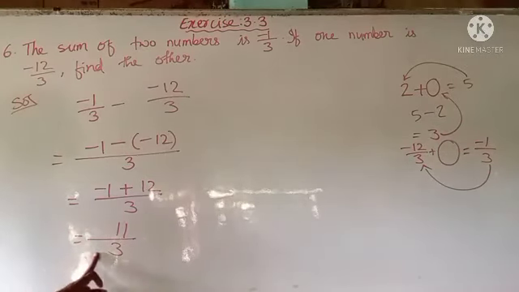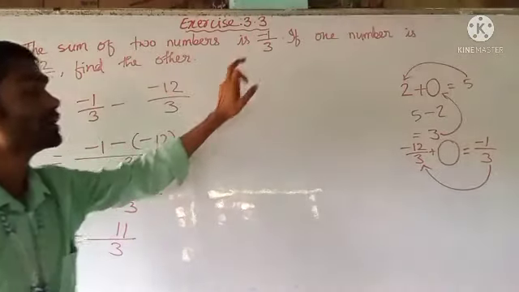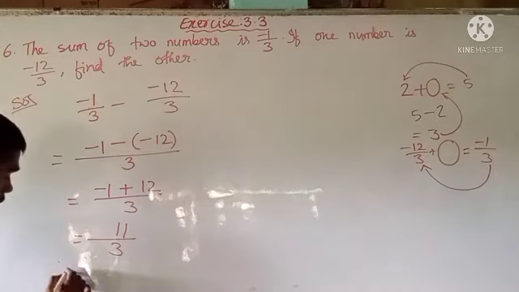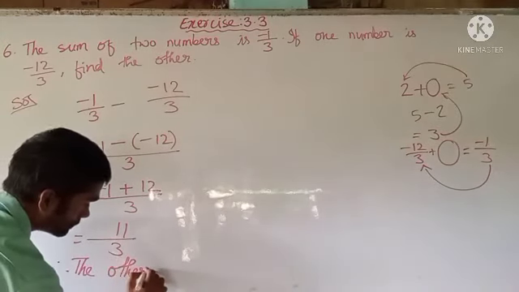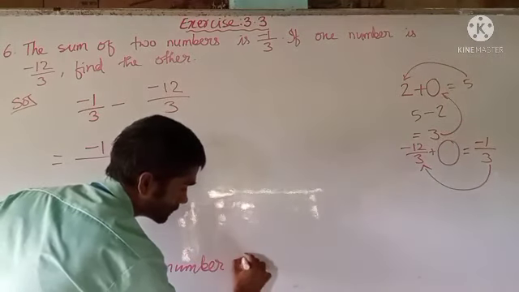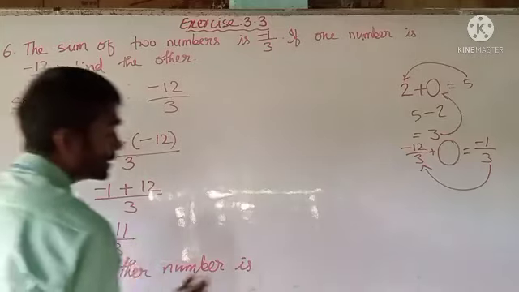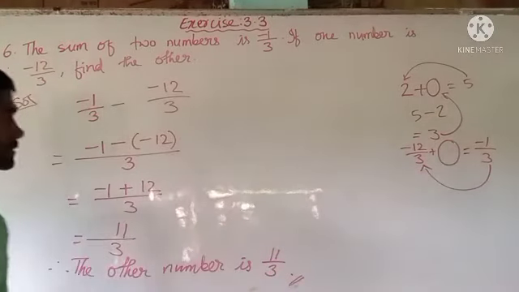So this should be added to minus 12 by 3 in order to get minus 1 by 3. So we can write, therefore the other number is 11 by 3. This is our required answer.